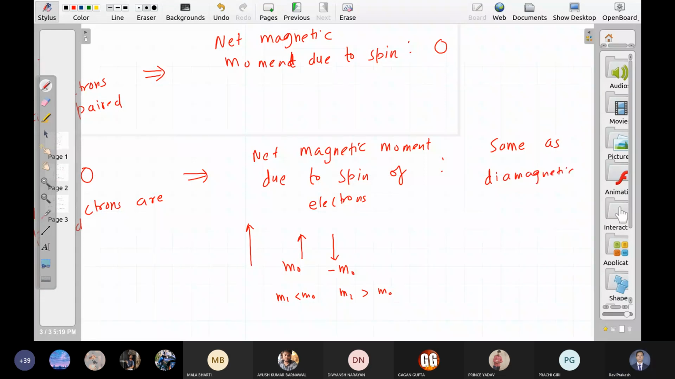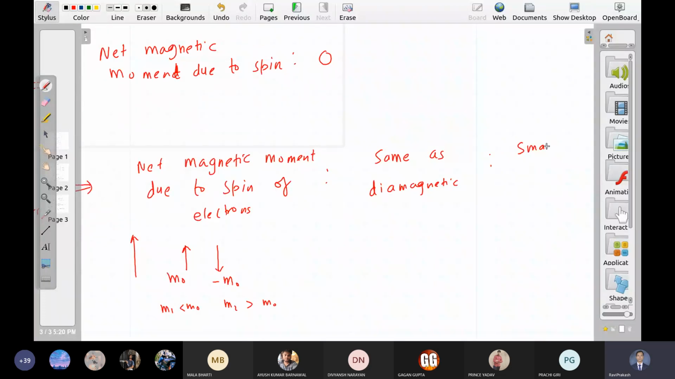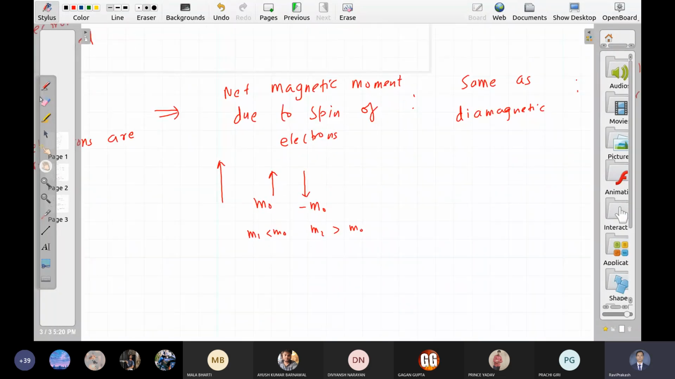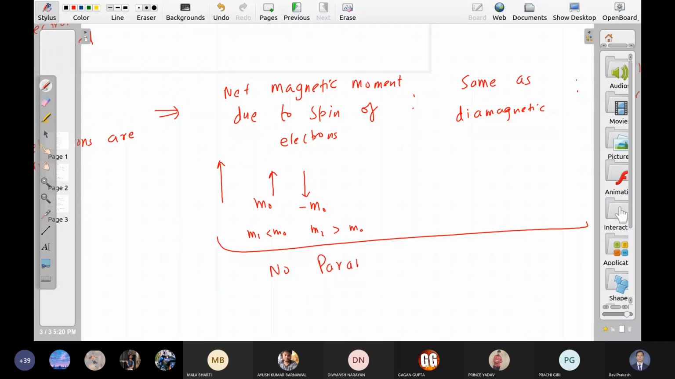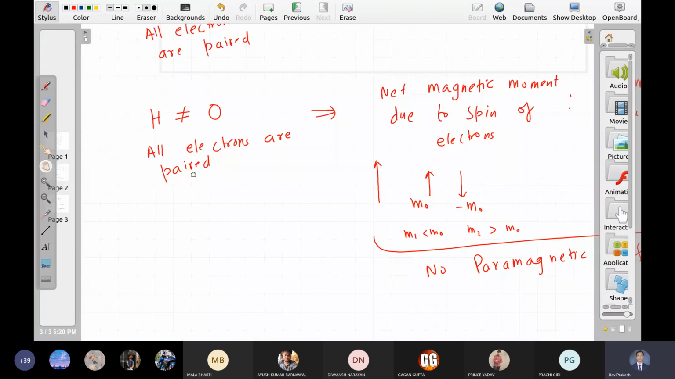How much is the contribution? Of what order will the contribution be? It's a small contribution. Okay. Or we can say that there is no paramagnetic effect here. Or we can simply say that if we have a material where all the electrons are paired, then such material does not show any paramagnetic behavior. Materials whose electrons are all paired do not show paramagnetic effect.